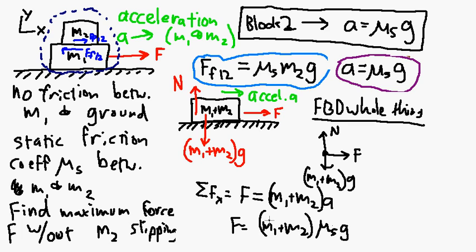And this here just came out of looking at the whole system. Force equals (M1 plus M2) times mu s g. Done. That's the same answer we got when we looked at block 1 separately.